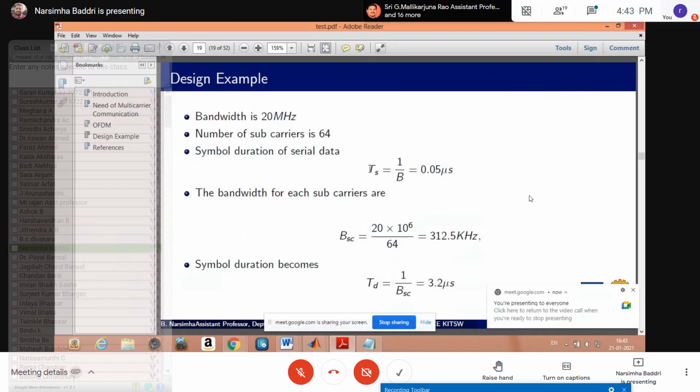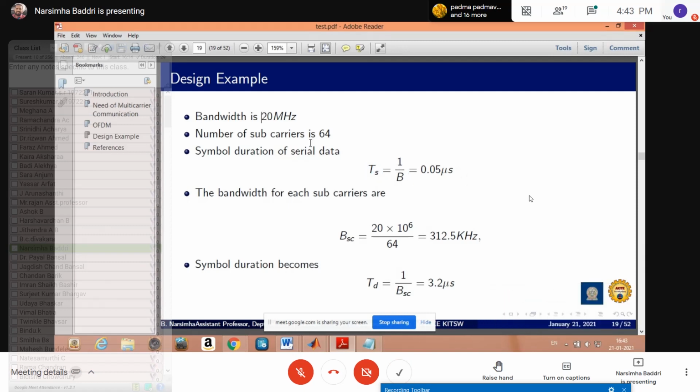Now with this bandwidth, if you transmit with a single carrier or serial data, the symbol duration will become 0.05 microseconds. The 0.05 microsecond is very small, and that may lead to a lot of intersymbol interference. So this is the symbol duration for serial data transmission for the given bandwidth.